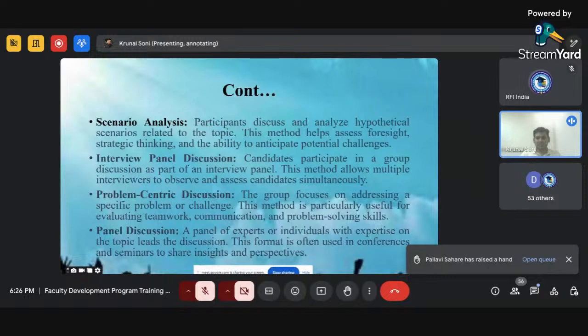Problem-centric discussion: the discussion is based on certain areas of problems and challenges, and for that aspect the evaluation can be done on various aspects like teamwork, communication, and problem solving skills. And finally, panel discussion, where experts or individuals sit together and lead the panel discussion, and the format is given well in advance. After this, the insights and perspectives will be shared.